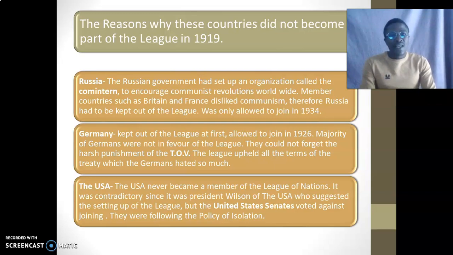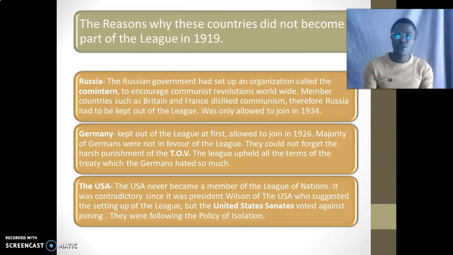Even if Germany had wanted to be part of the League of Nations when it was conceived, Germany would not have been allowed to join because of Britain and France. They believed that Germany was to blame for the outbreak of the First World War. So they had to be responsible or accountable for the damages that were experienced by the people at that time.